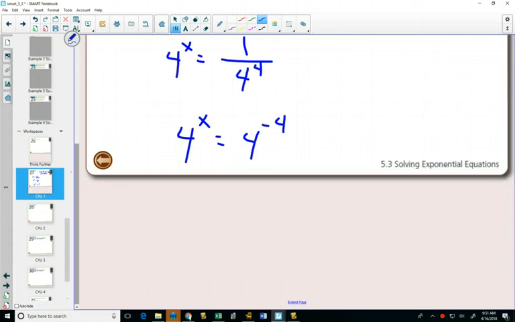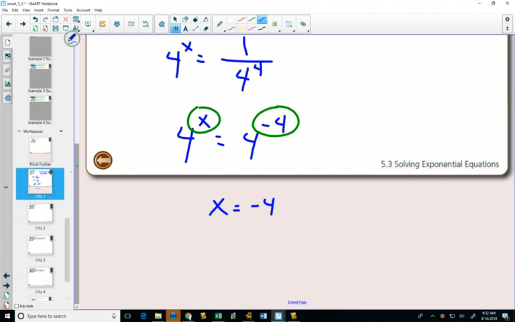And once both sides have the same base, then just by observation, what's x going to be? x has to be negative 4. So if we can get our bases to be the same, then the exponents would have to be the same, and we can solve them. In this case, we could solve it directly.